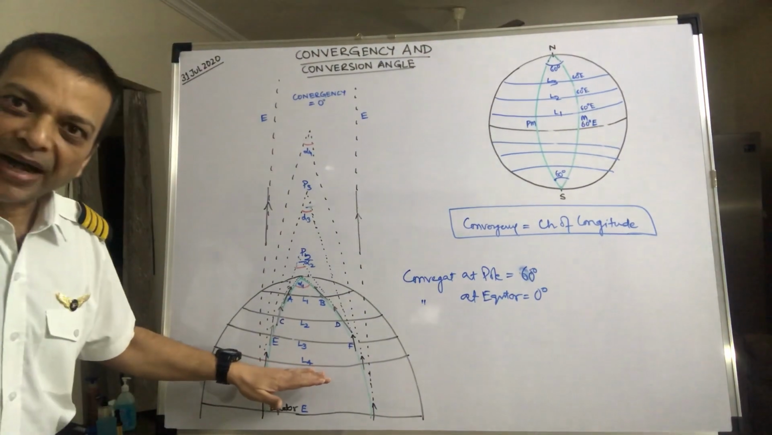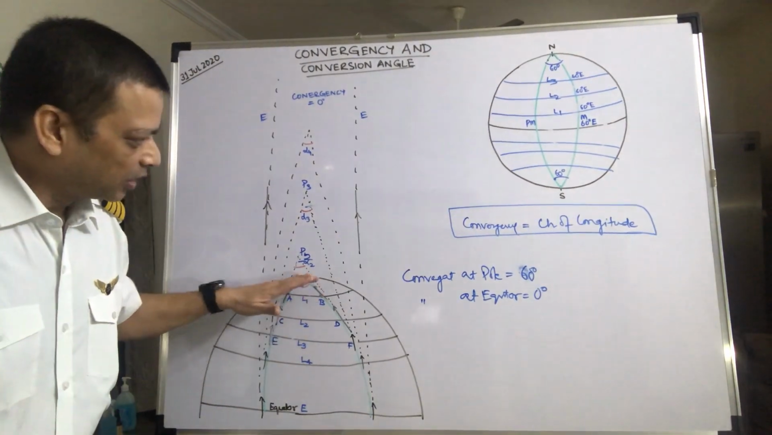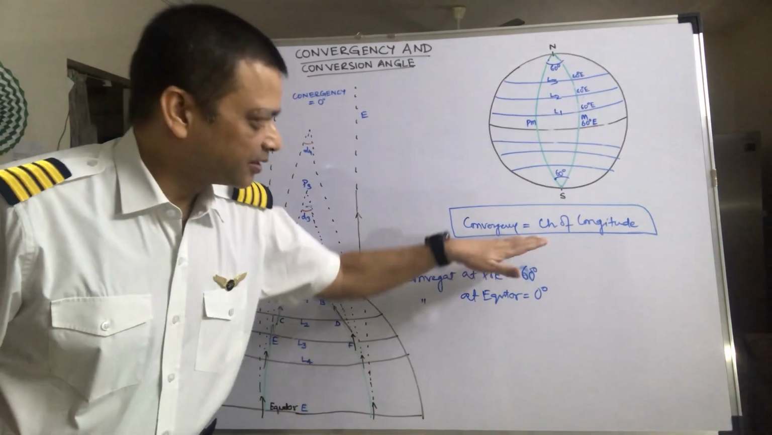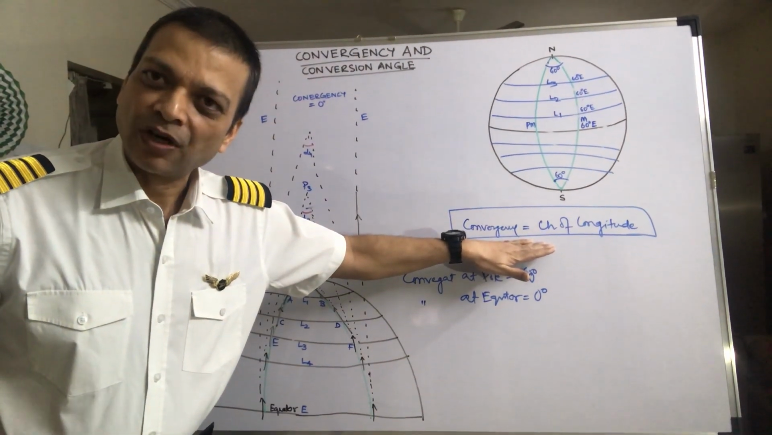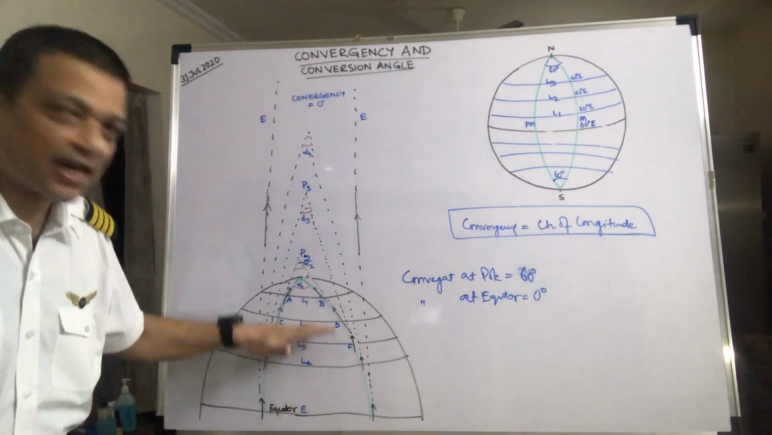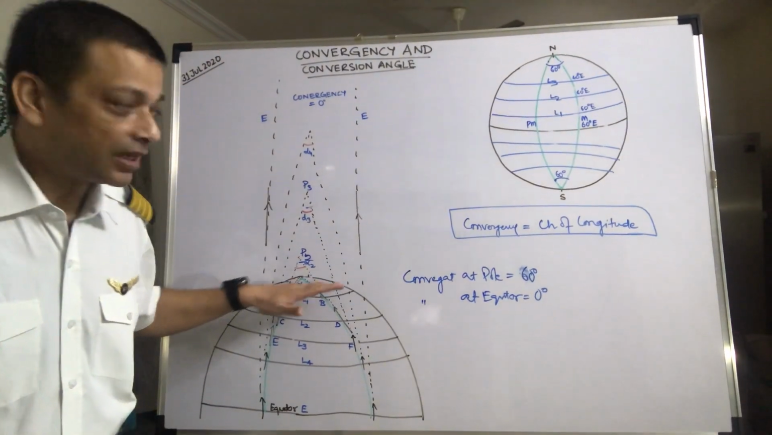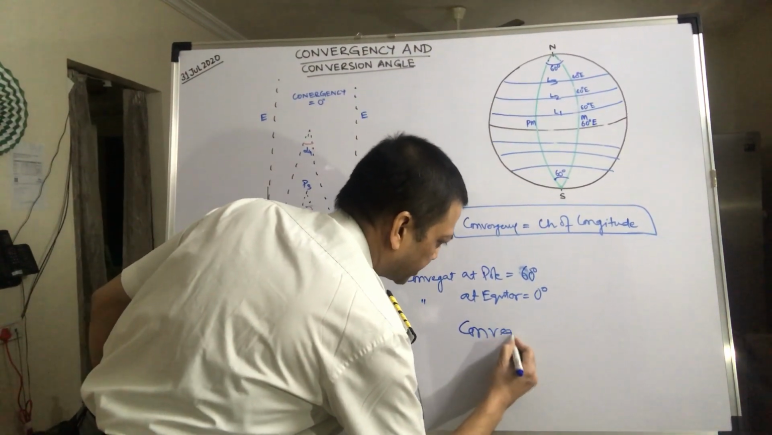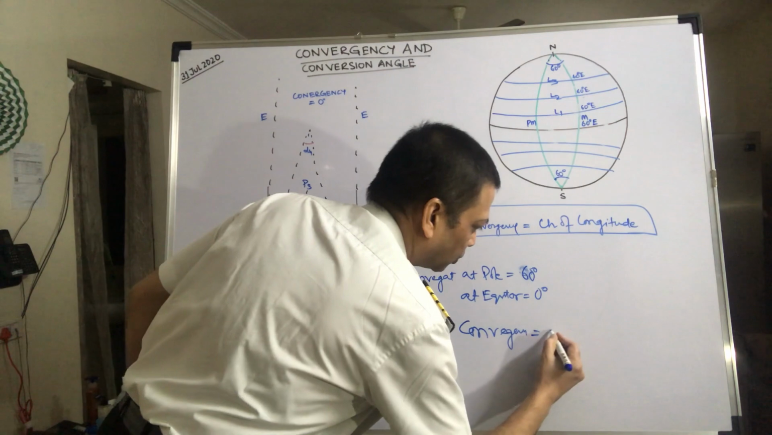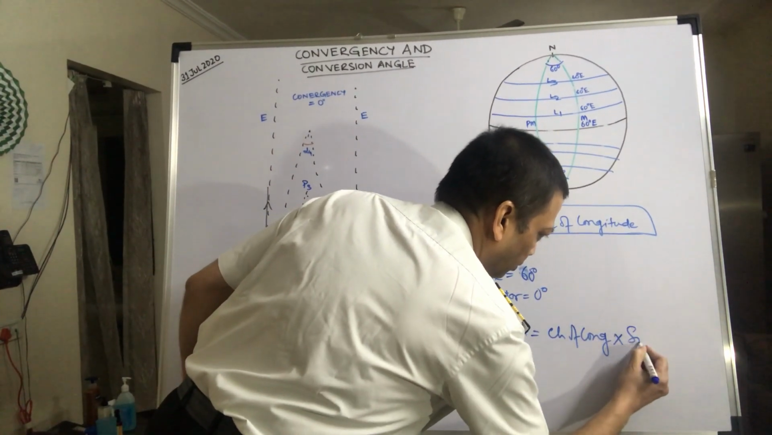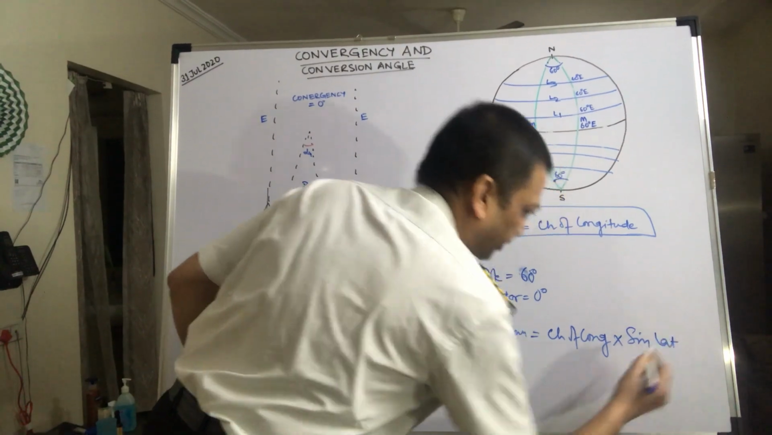So depending upon the latitude, your convergency is changing. Hence, we can change this formula in order to generalize this for entire latitudes which they are covering. So therefore, we can write down as now convergency is equal to change of longitude into sine of latitude.